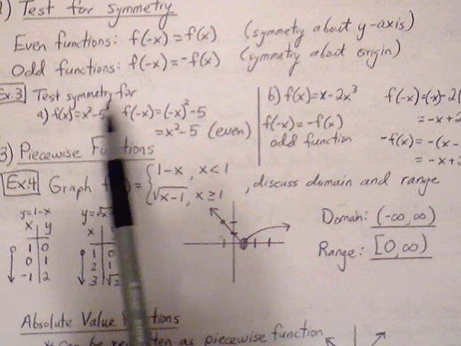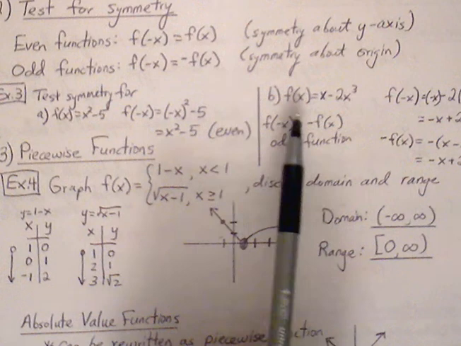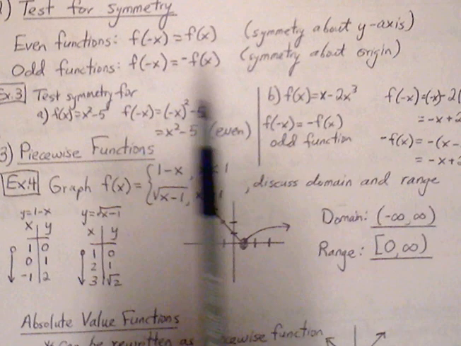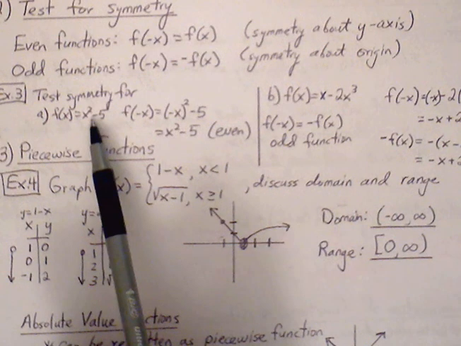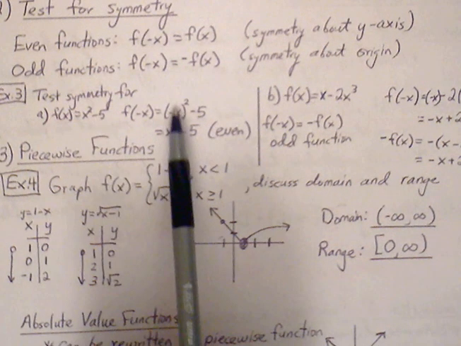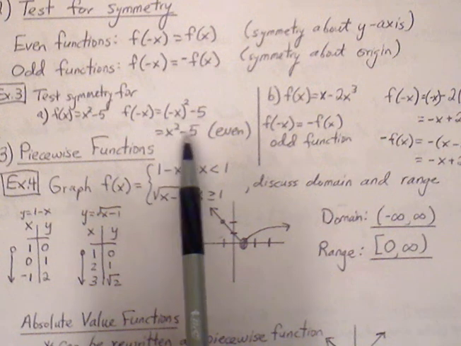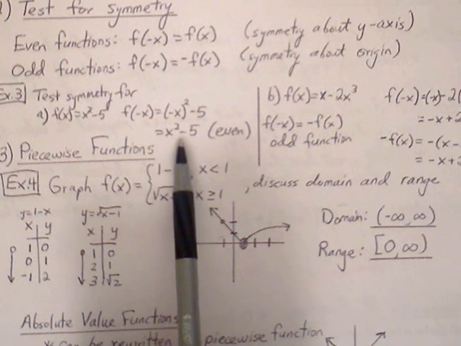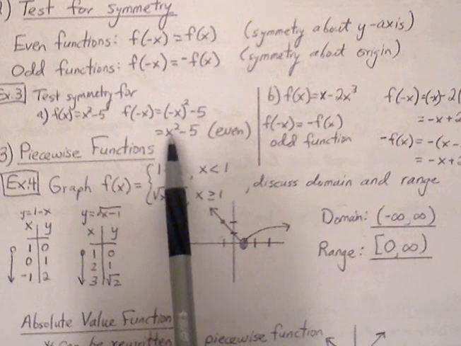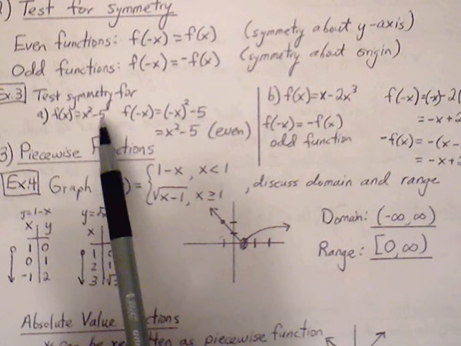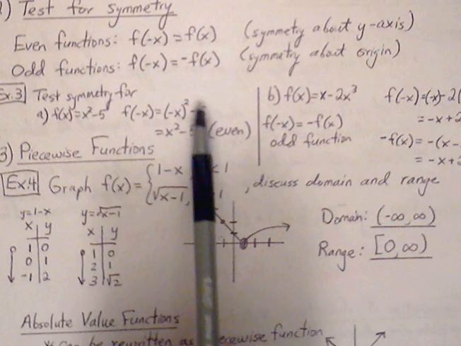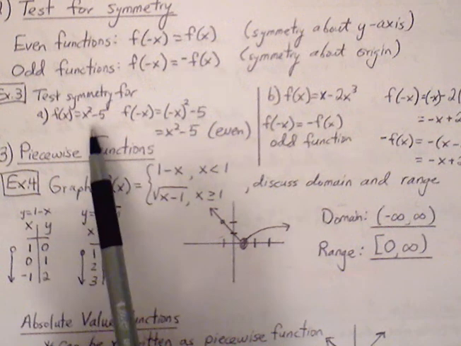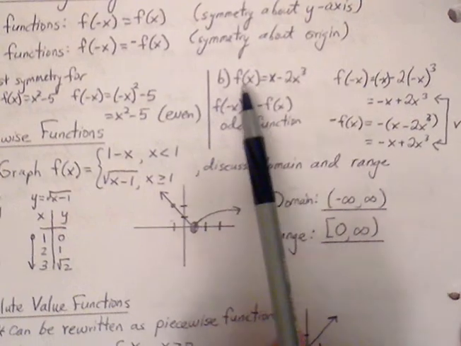We're going to test symmetry for x squared minus 5, and we're going to test symmetry for x minus 2x cubed. For x squared minus 5, we see that if we replace every x with negative x, this will go back to being a positive x squared and then minus 5. So we end up with the exact same equation as the original. So we know that this is an even function because f of negative x is equal to f of x. Okay, next up, x minus 2x cubed.